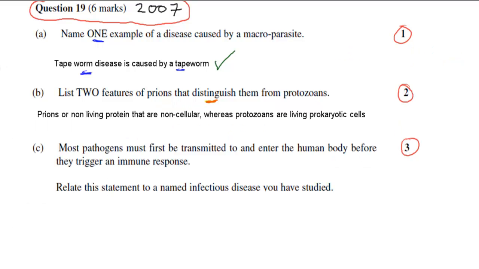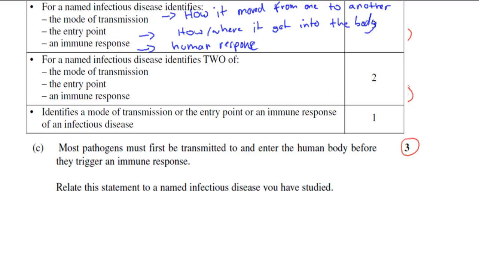So what I wrote is prions are non-living proteins that are non-cellular, whereas protozoans are living and they're eukaryotic cells. So you've got your 2 features here, and you're comparing them. So that will get you your full marks most definitely, right? But obviously there'd be a couple more you could have said as well. But basically you just should have 2 features that distinguish them. So how they're different.